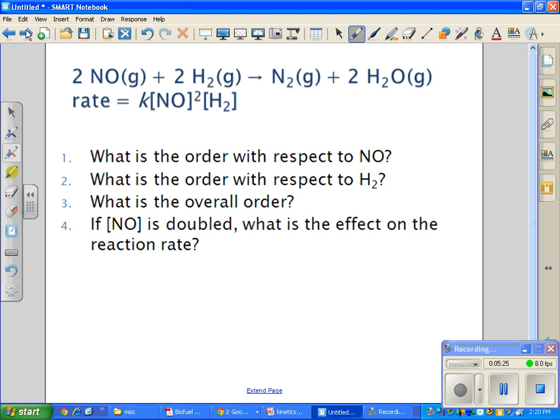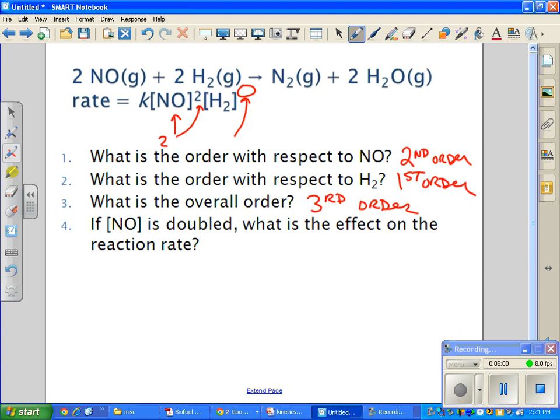So if you look, we did this kind of earlier. If you look at NO, the rate law exponent is 2, so it's second order. This is first order. What is the order with respect to NO? We would say the answer would be second order, just referring back to its exponent, which is experimentally determined. What is the order with respect to H2? In this case, we would say it's first order. What is the overall order of the reaction? Well, 2 plus 1, we're going to say the reaction is third order overall.